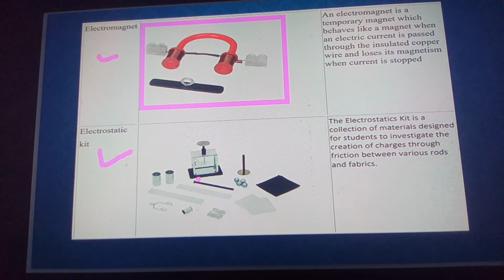Electrostatic kit. You can see the image. An electrostatic kit is a collection of materials designed for students to investigate the creation of charges through friction between various rods and fabrics.